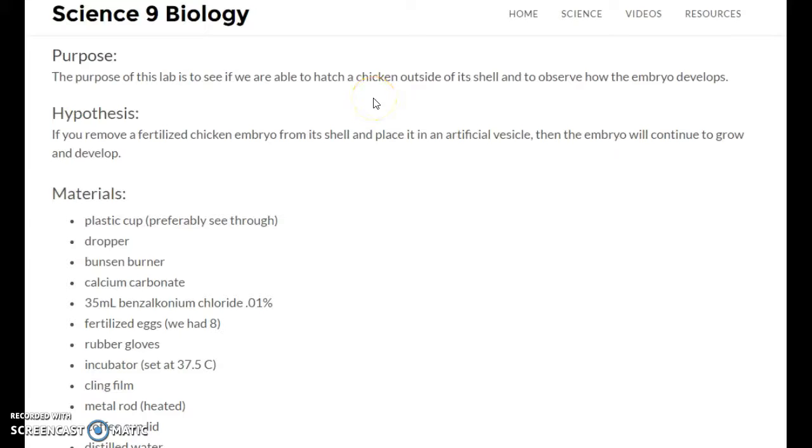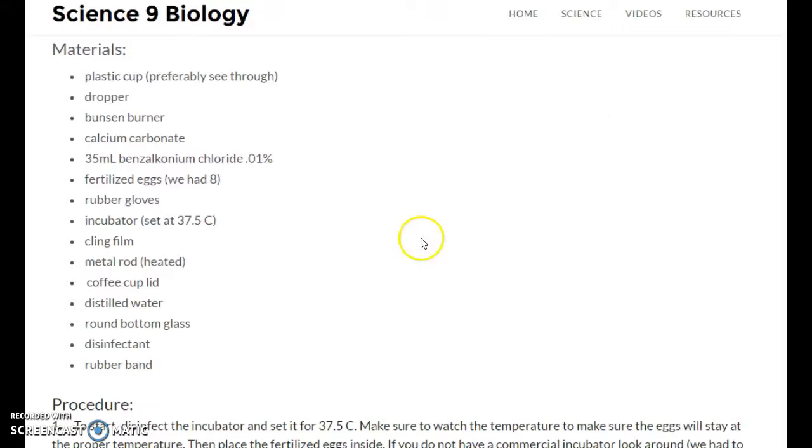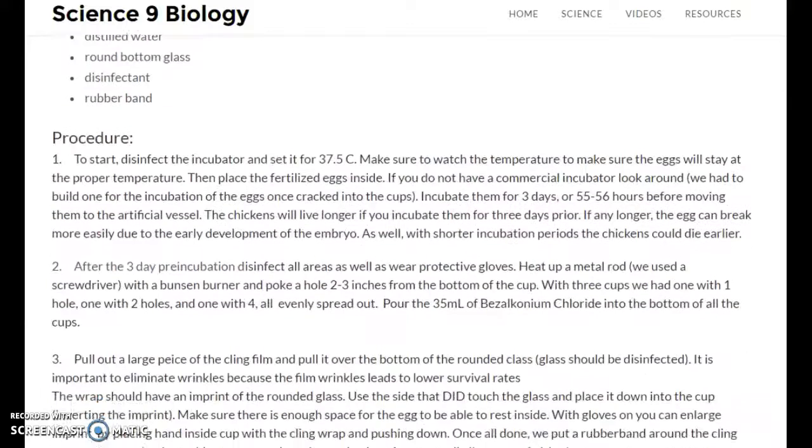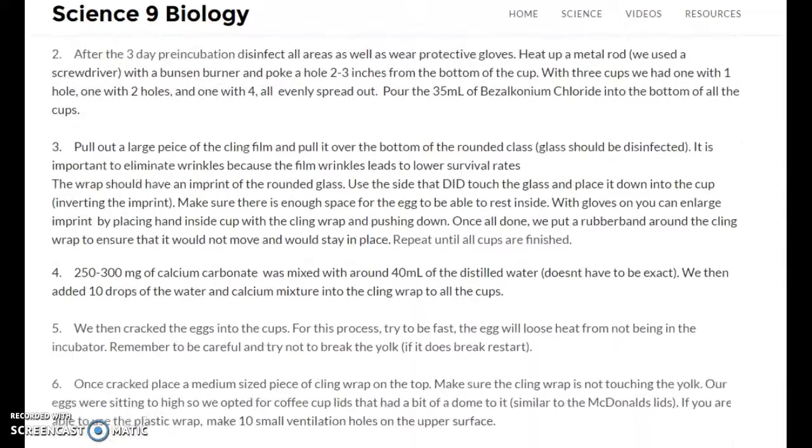Our hypothesis for this experiment is if you removed a fertilized chicken embryo from its shell and place it in an artificial vessel, then the embryo will continue to grow and develop. Next is a list of materials that you would need and that we used to do this experiment. Below that is the procedures. Procedures is a list of the step-by-step stuff that we had done during our experiment.